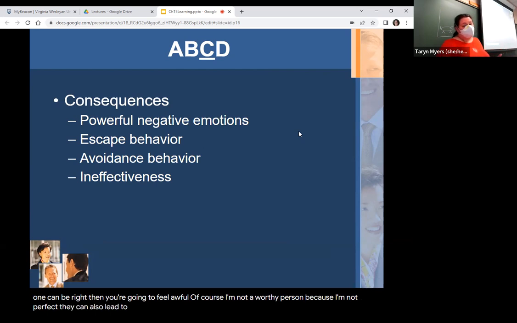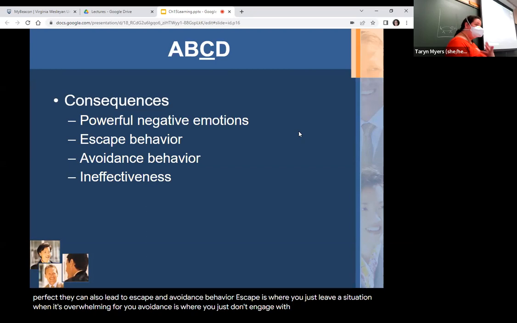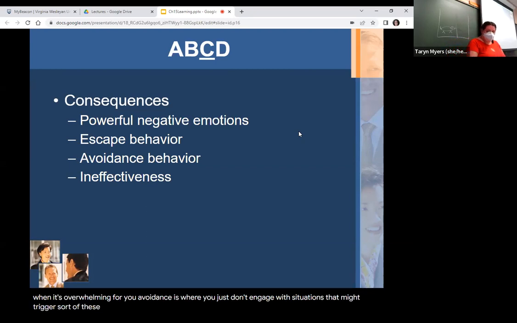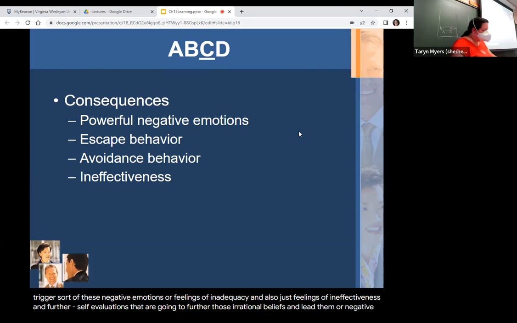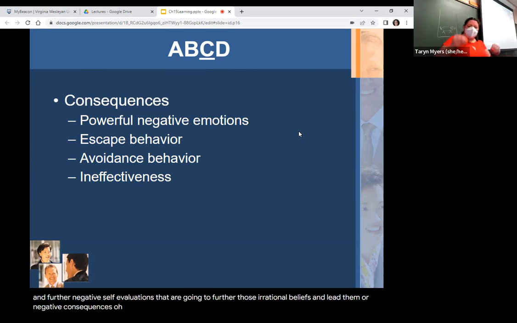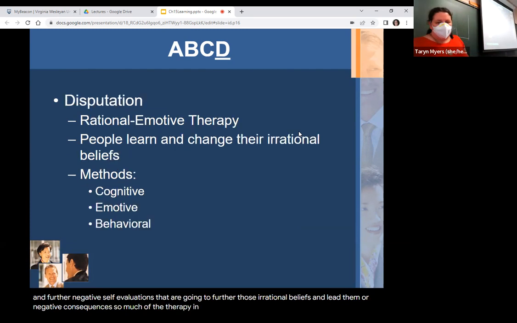They can also lead to escape and avoidance behavior. Escape is where you just leave a situation when it's overwhelming for you. Avoidance is where you just don't engage with situations that might trigger these negative emotions or your feelings of inadequacy, and also just feelings of ineffectiveness. And further negative self-evaluations that are going to further those irrational beliefs and lead to more negative consequences. So much of the therapy in rational emotive therapy is disputation, the D.